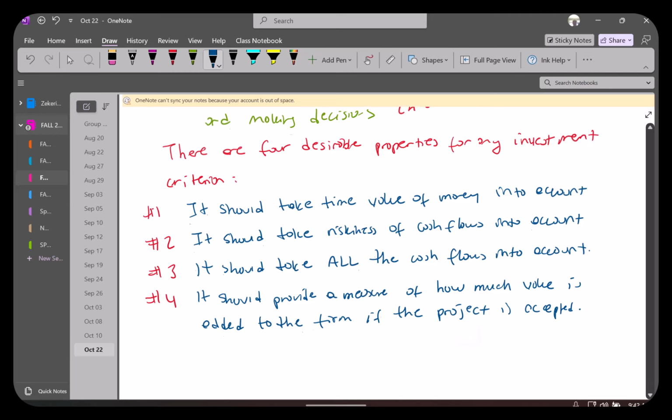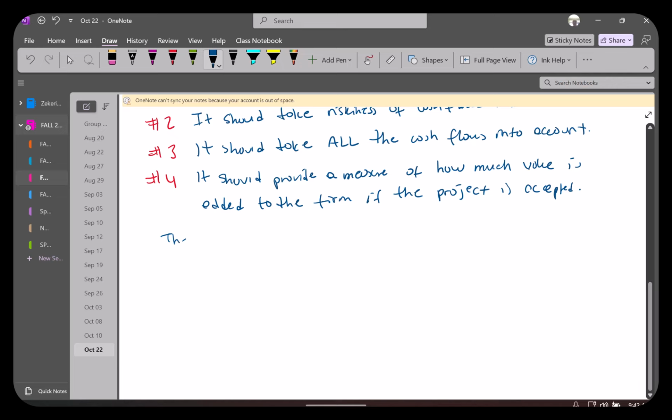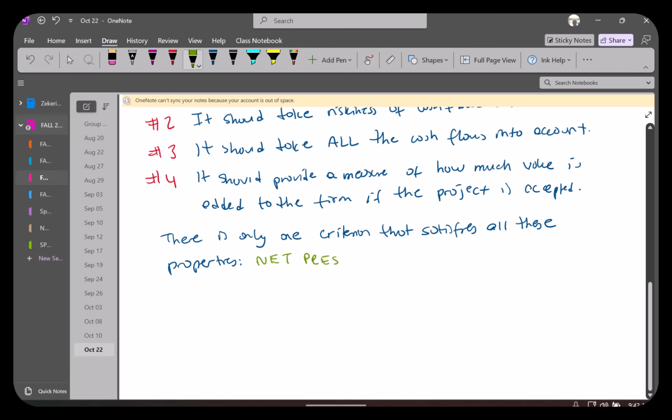Turns out there is only one criterion that satisfies all these properties, and that is net present value. We will always abbreviate that to NPV. It has a simple definition.